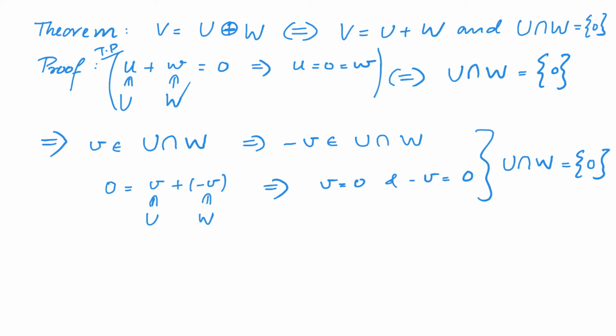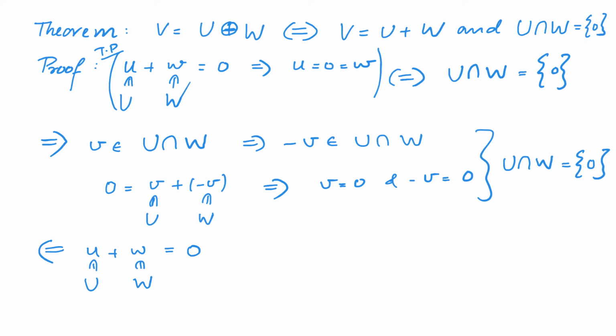Now let us try to prove the other side. That is, if U intersection W is the singleton set 0, then if u and w are two elements such that u is in capital U and w is in capital W, such that u plus w equal to 0, we want to show that u is equal to 0 and w is equal to 0. How do we prove that is the question.